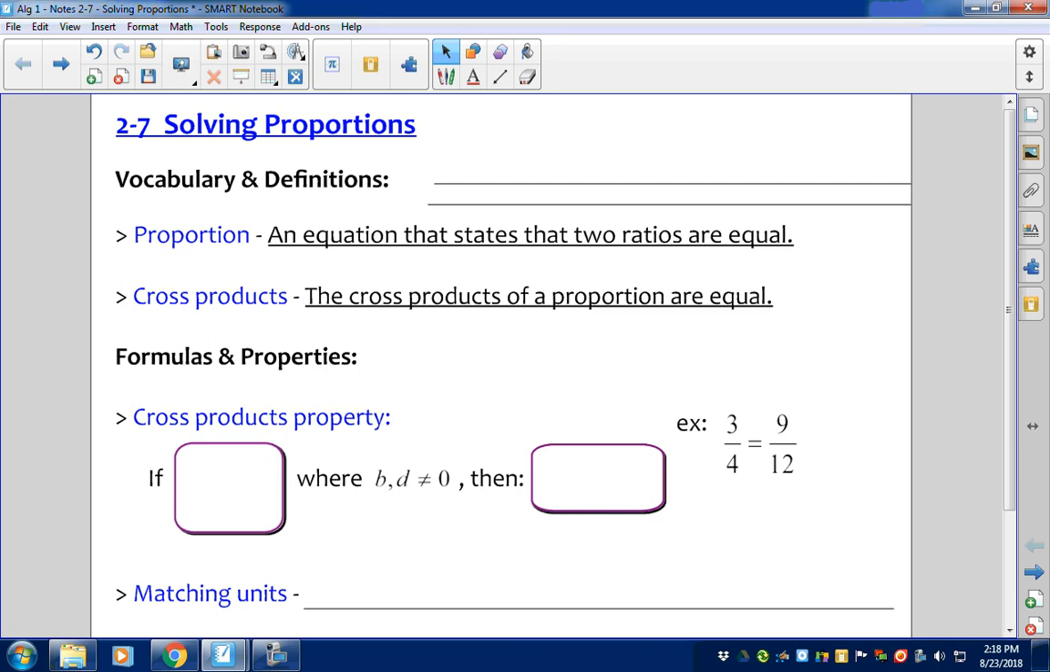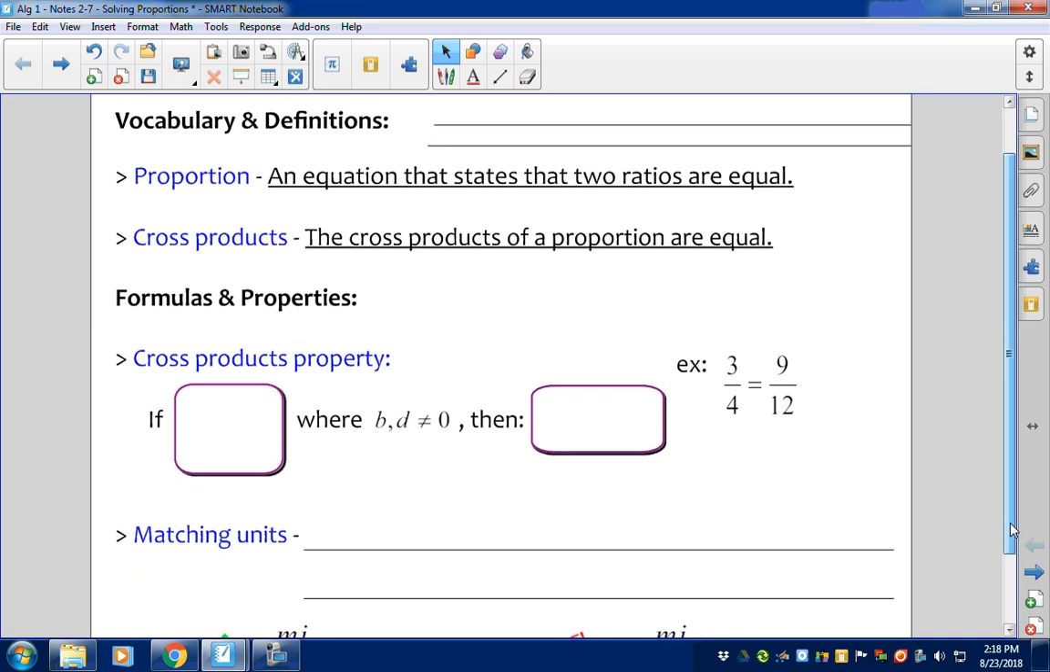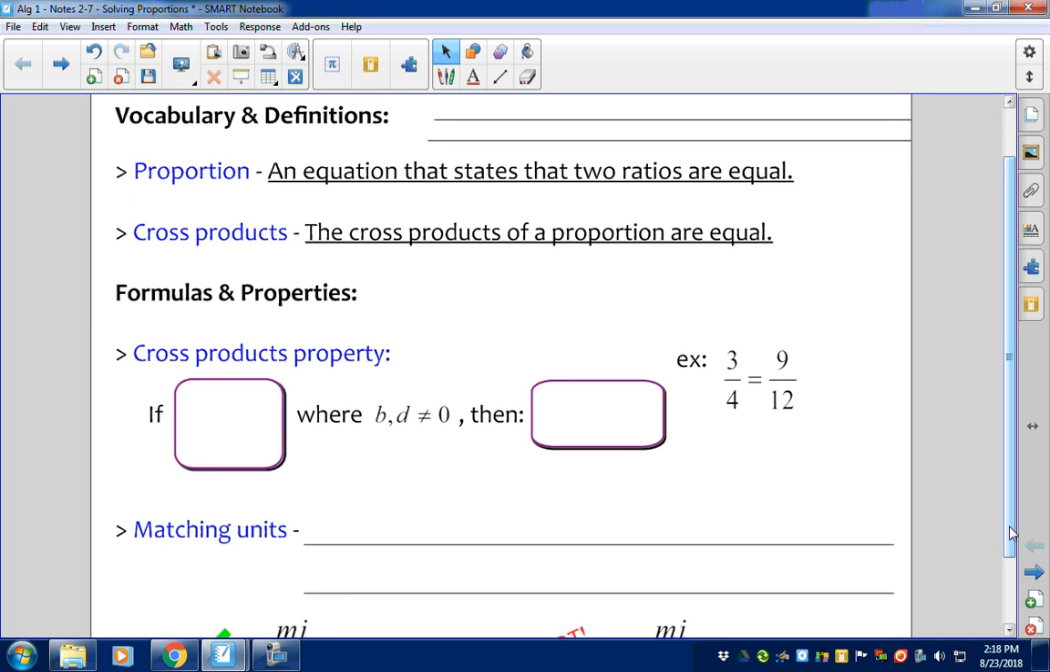Okay, cross product. Cross products of a proportion are equal. That's the key for solving a proportion, is you cross multiply to solve. I'm going to demonstrate that in just a bit. But one of the properties of proportions is the cross product property. There are actually lots of useful properties of proportions, but the one we're going to focus on, the one we need to set up and solve an equation from a proportion, is this.